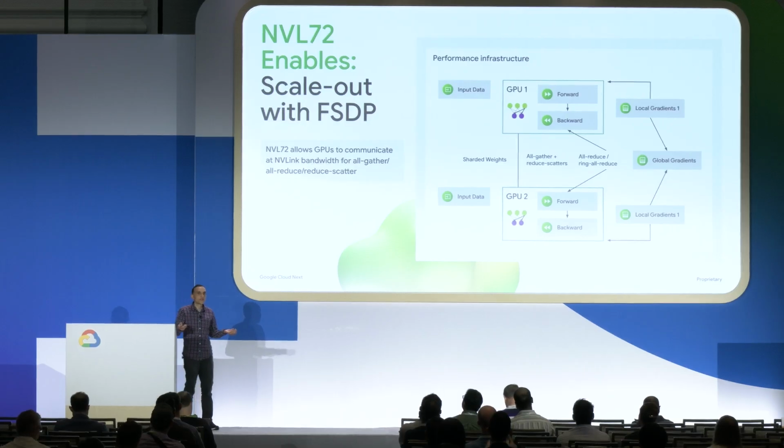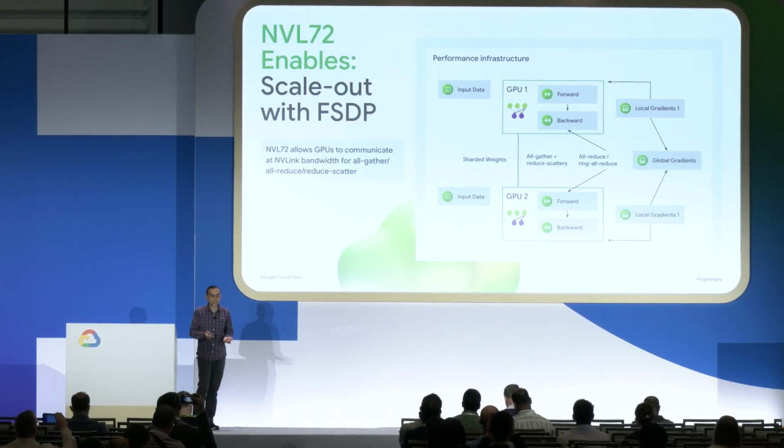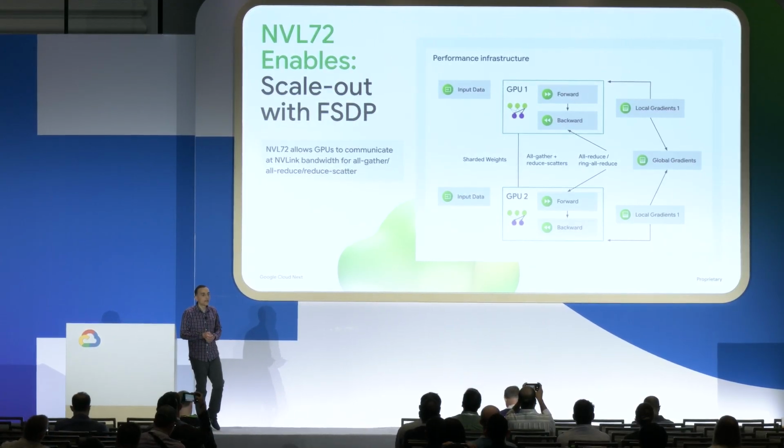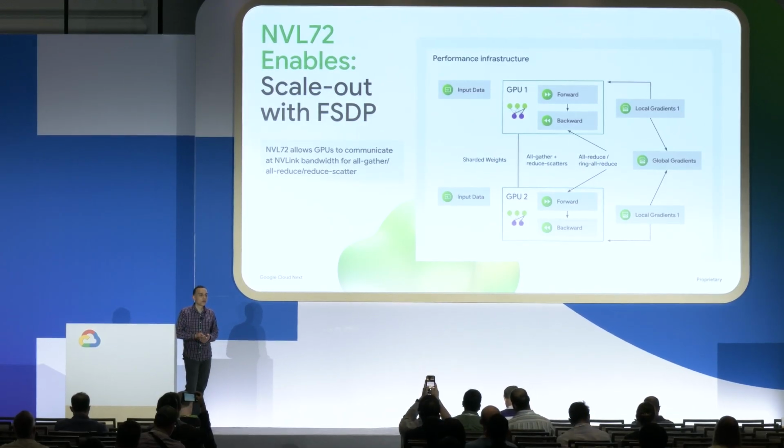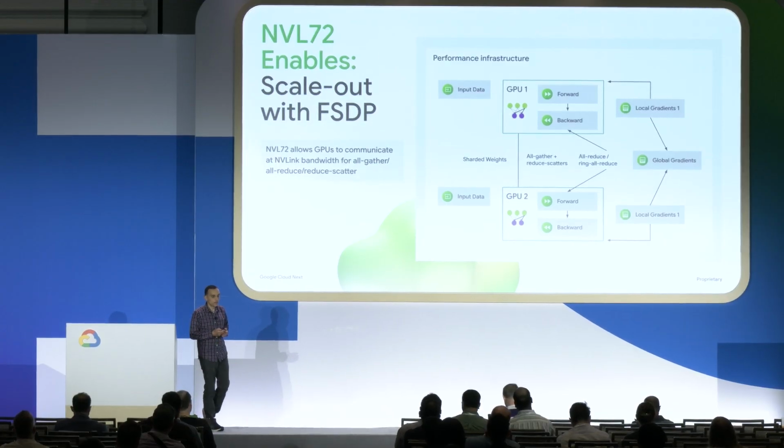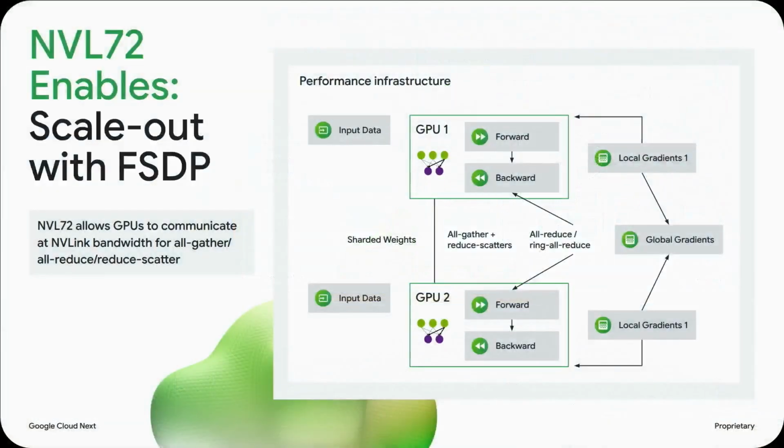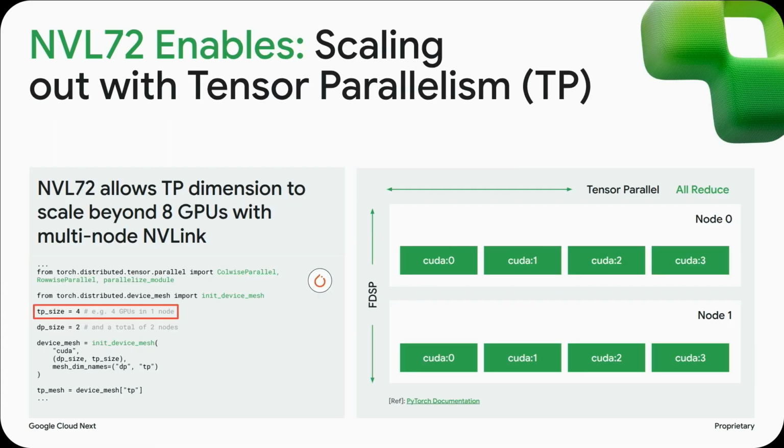When you first start model training, one of the first things you'll do is try to scale out using data parallelism. In this case, it's FSDP. So NVLink 72, where you have 72 GPUs connected with a high-speed interconnect, accelerates all the primitives that we use with FSDP, which are all-gather, all-reduce, and reduce-scatter. By leveraging the NVLink bandwidth, you can make scaling out much easier from a data parallelism point of view. And this extends to tensor parallelism as well, because of TP.